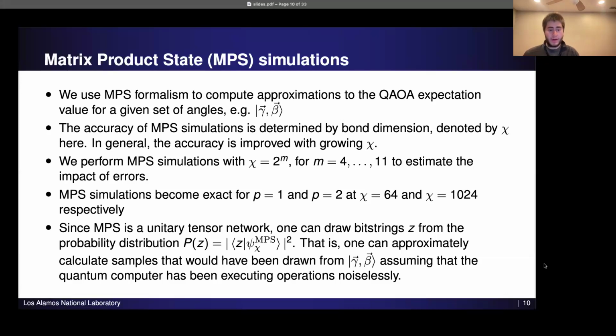However, with MPS, we were actually able to go up to P equals 5, the largest QAOA circuits we were able to do. Another very interesting and useful property is that since MPS is a unitary tensor network, you can actually draw bit strings from a simulation. That means we're able to compute what the distribution should be in a noiseless quantum computer, given some angles.